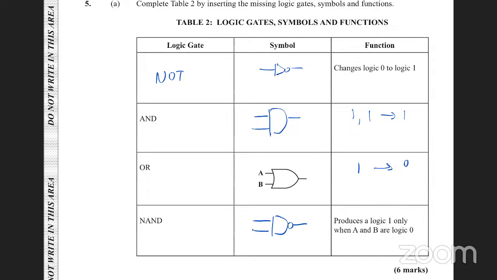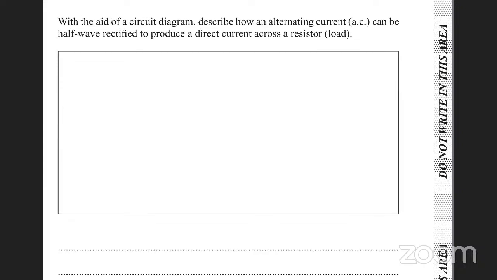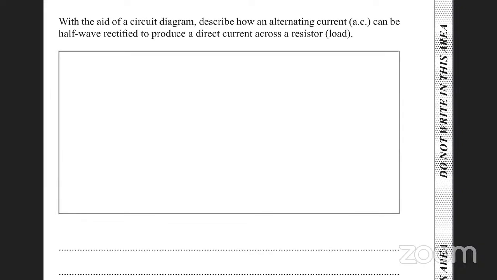All right, let's go again. With the aid of a circuit diagram, describe how an alternating supply can be half-wave rectified. So remember I showed you this a while ago? You have an alternating supply. What do you need again? What will do this for you?